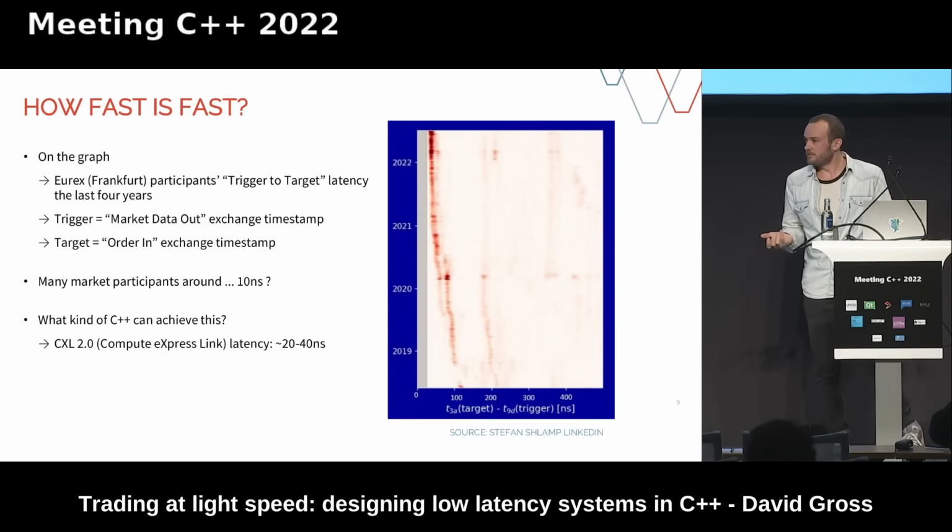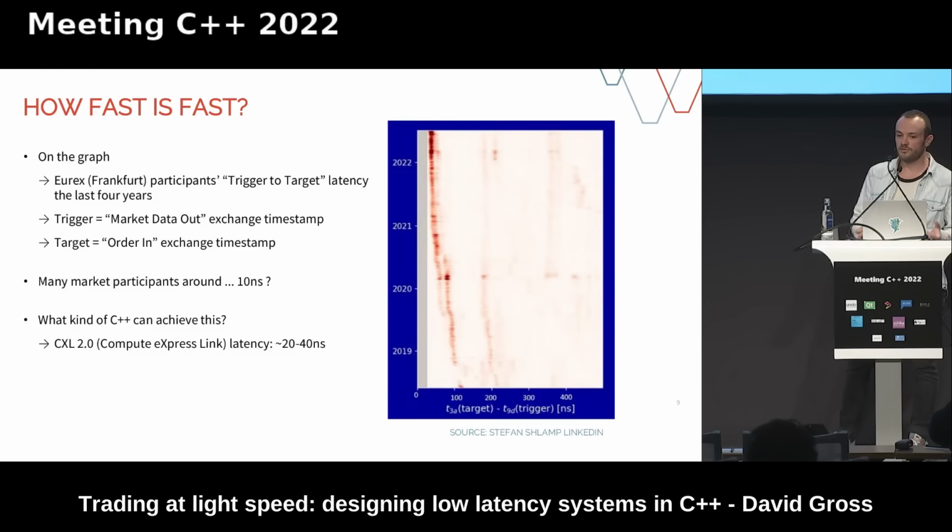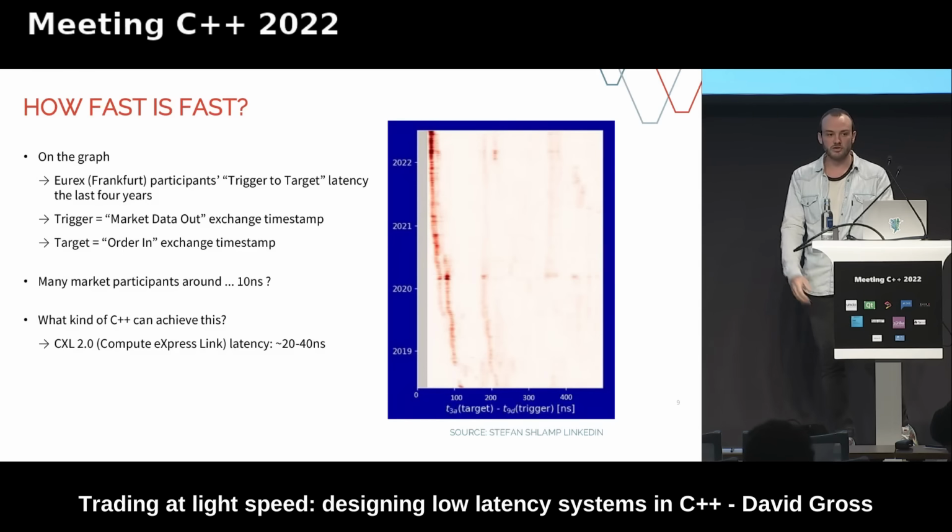So what people are doing is that they have FPGAs, right? They have VHDL, sorry, flashed on an FPGA. That's a custom board, and that's how they achieve the latency.